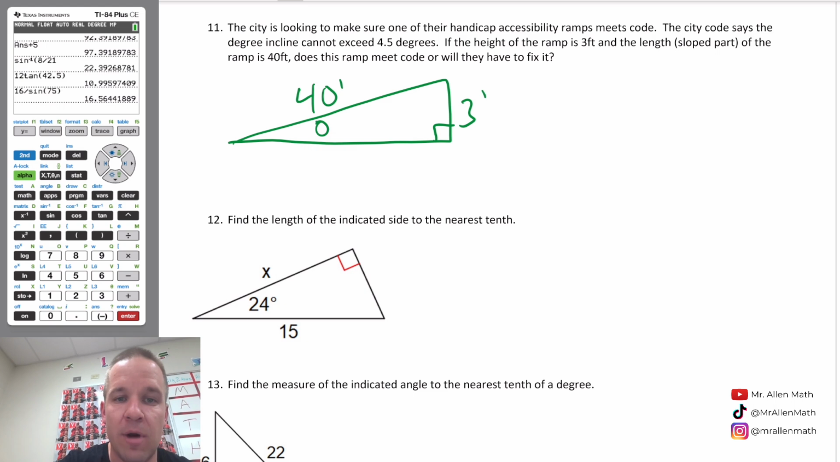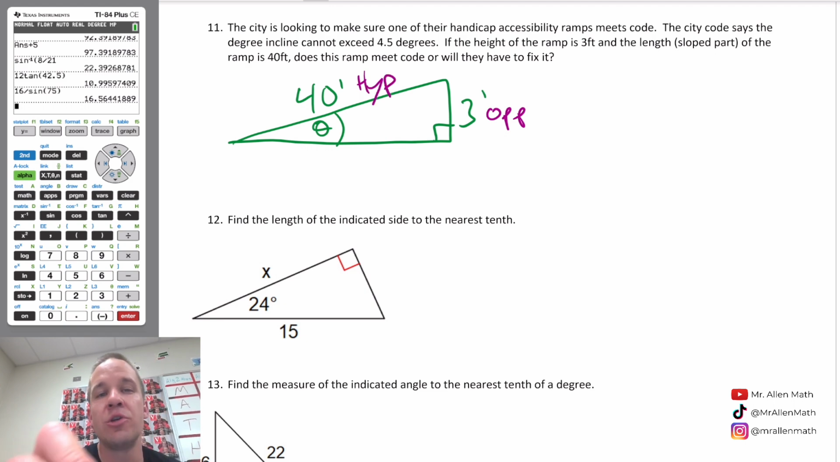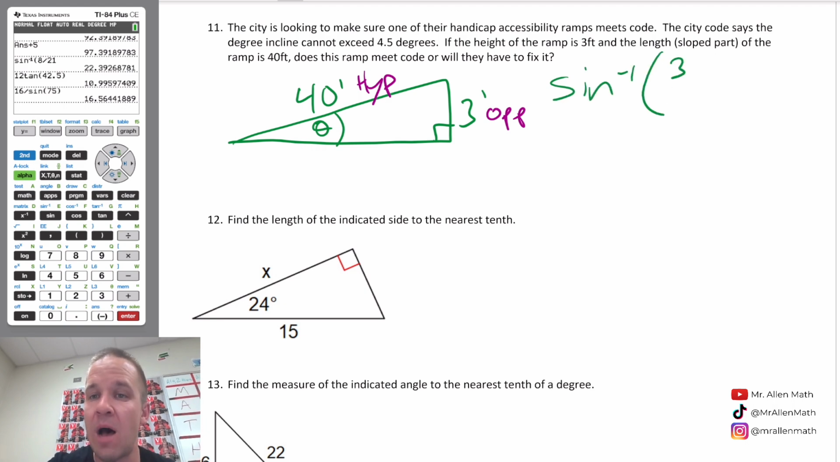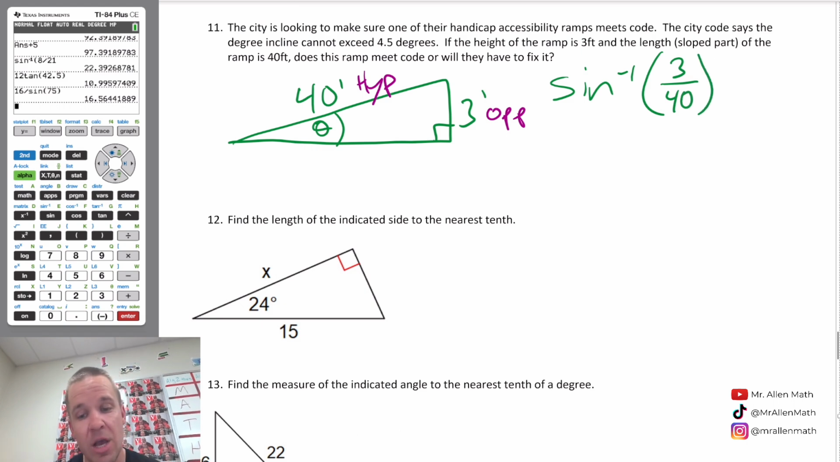I want this angle right here. So I have my opposite, OPP. Yeah, you know me. We got the hypotenuse. So what trig function am I going to use with opposite and hypotenuse? That is sine. And since I'm solving for the angle, I'm going to use inverse trig, right? So I got sine inverse of 3 over 40. So second sine, 3 divided by 40.